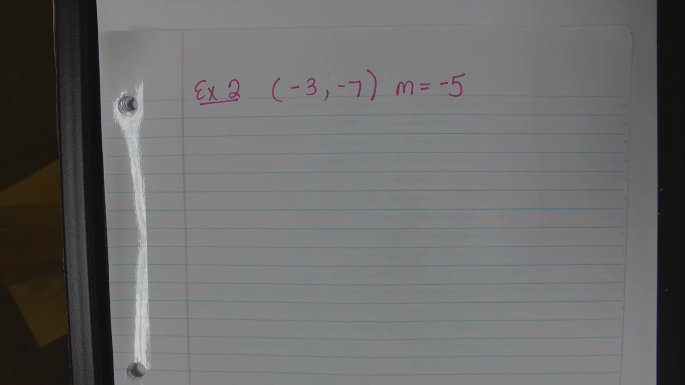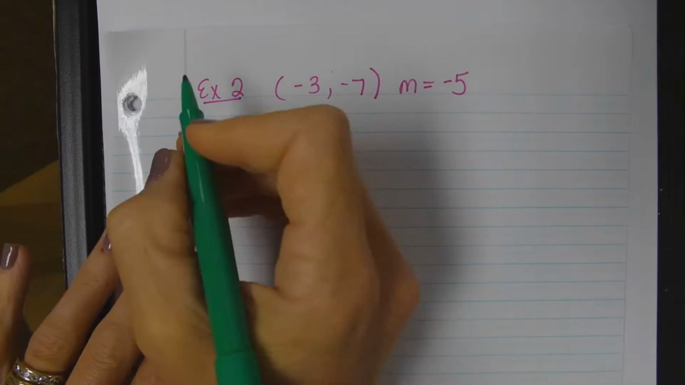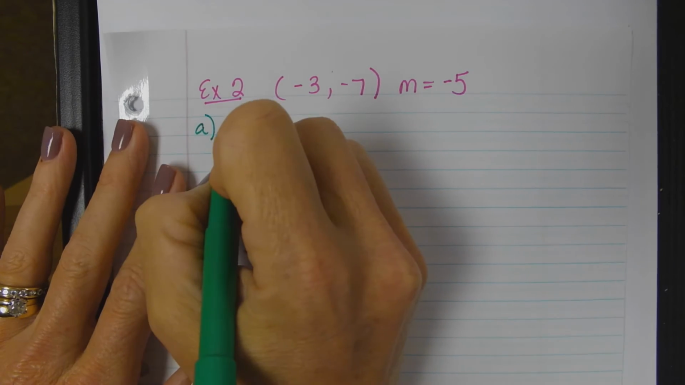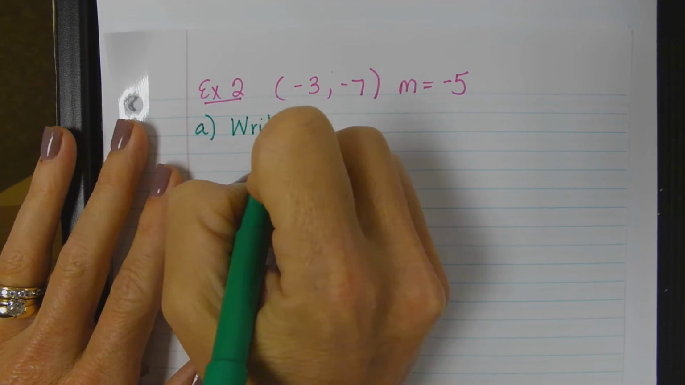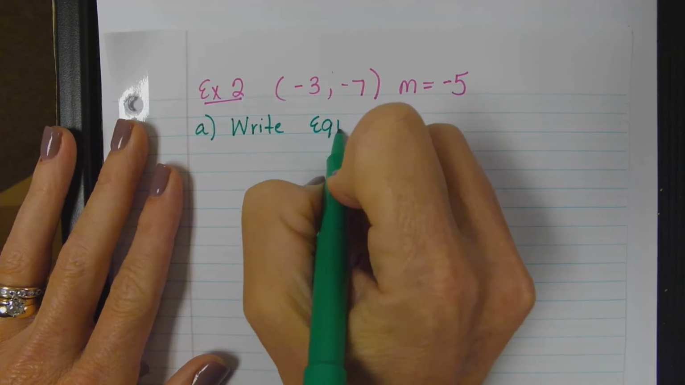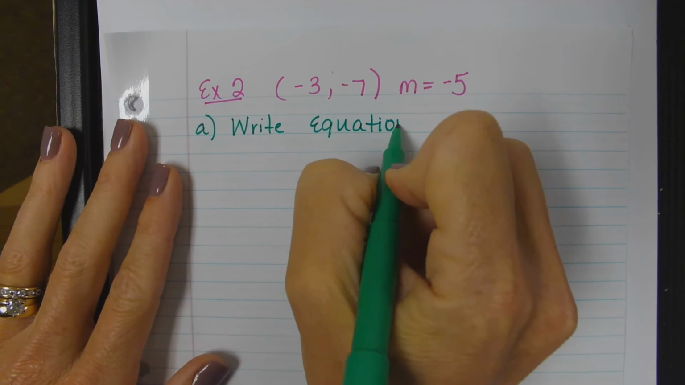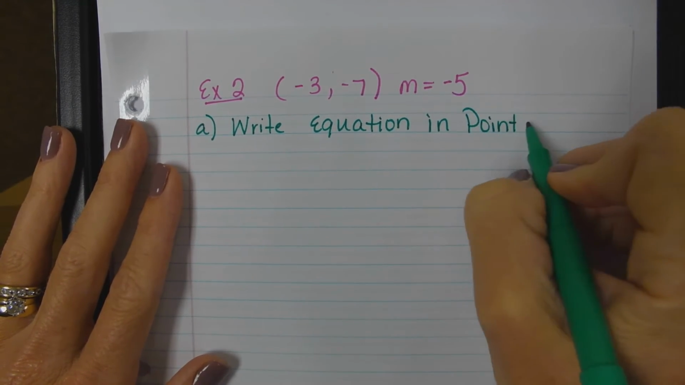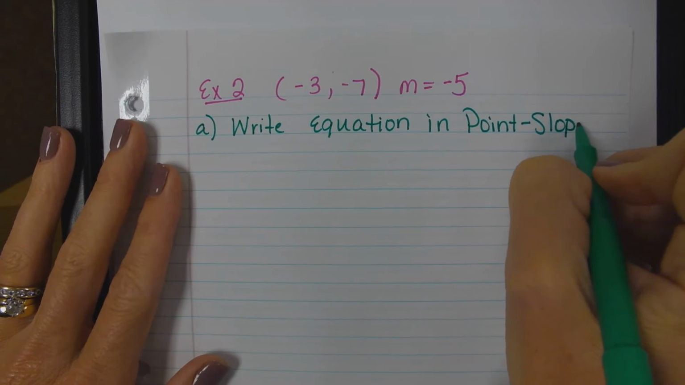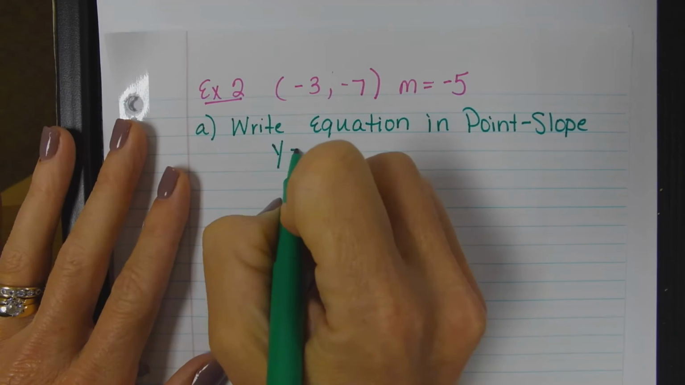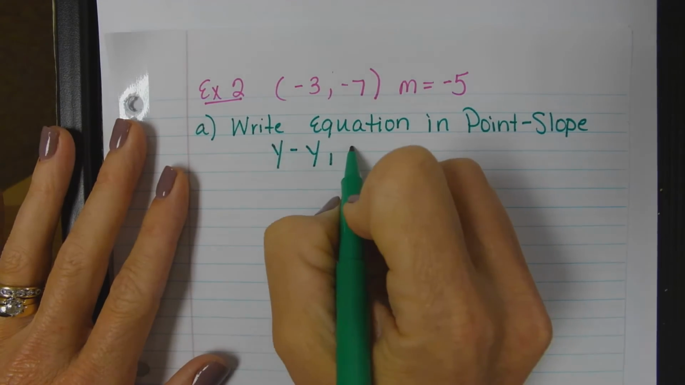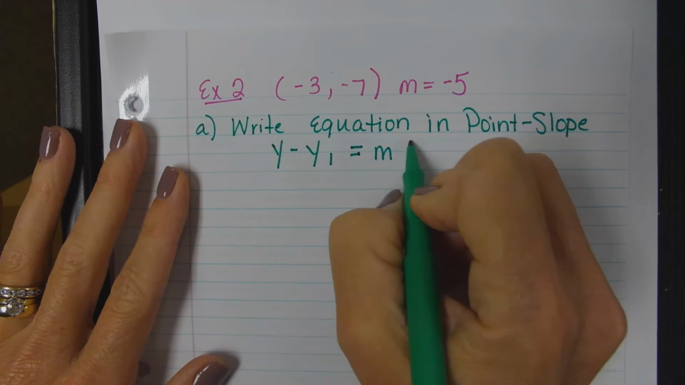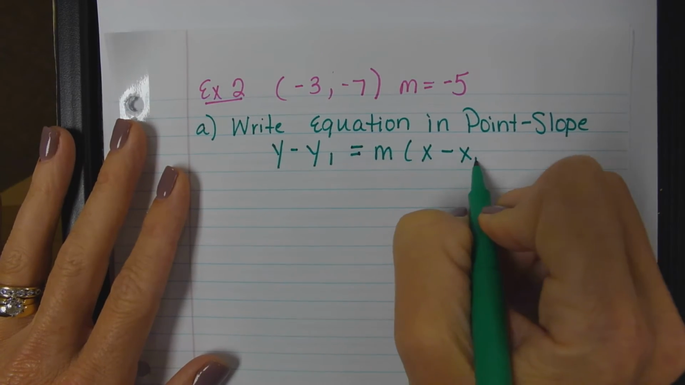So you're given a point and you're given a slope. Part A, who knows what part A is? Write an equation in what form? Point slope. Go ahead and do that now. That's the easiest. Write an equation in point slope. Just a reminder, I'll write it down for you. y minus y1 equals m times x minus x1.